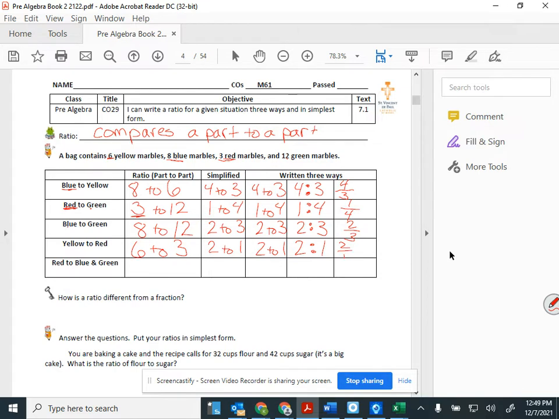And then red to blue and green. So my red is 3. Blue and green, I'm going to add the blue and the green together. So 8 plus 12 gives me 20. I can't simplify that anymore, so it stays 3 to 20. And then write it 3 ways.